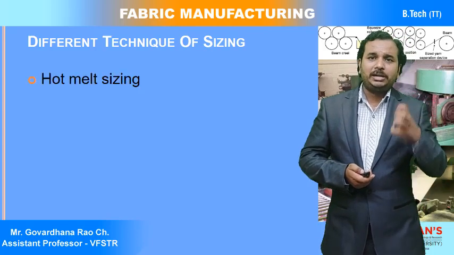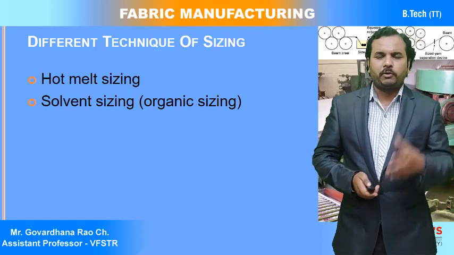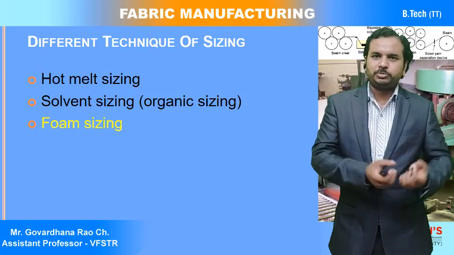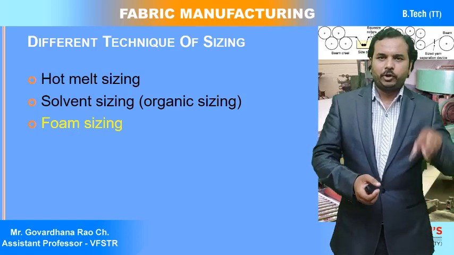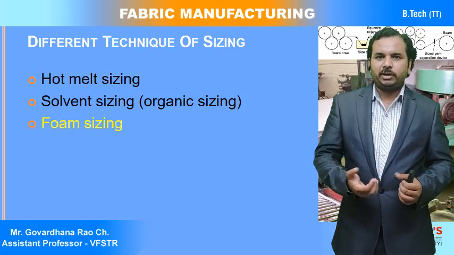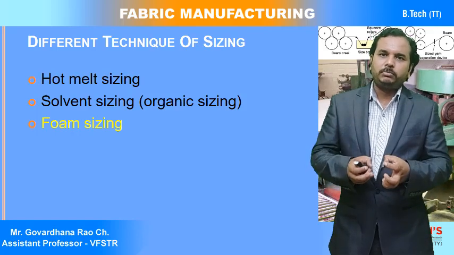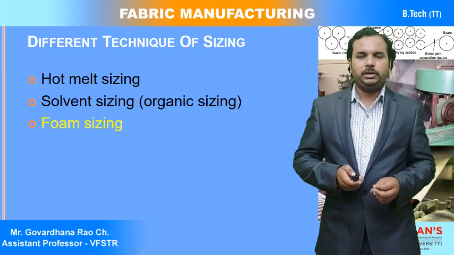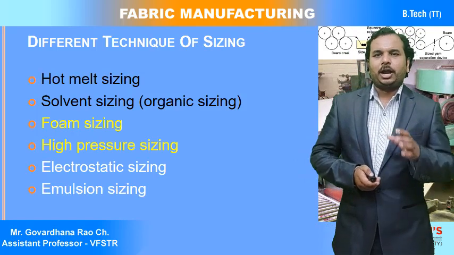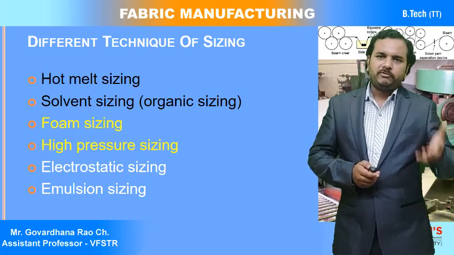So now we have hot melt sizing and solvent sizing. There is a solution and we apply the solution onto the warp sheet, and there is foam sizing, where the size paste becomes a foam. Like you can observe while washing clothes, if you apply surf in the water and shake it, there is a foam formation. So in the form of foam, we apply the size paste to the warp yarn. And there are high pressure sizing, electrostatic sizing and emulsion sizing. These are the different techniques of sizing we generally have.